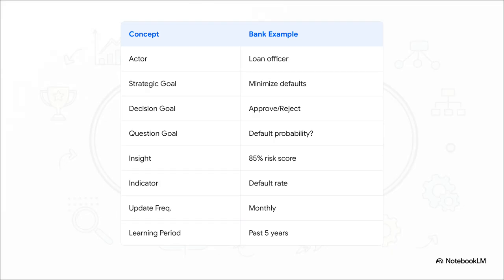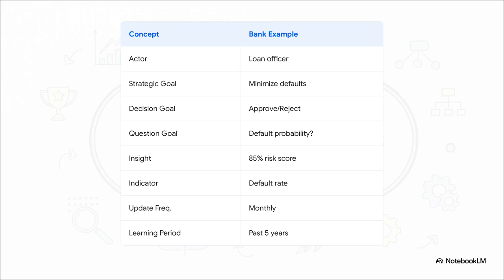Now, to make those abstract business terms stick, let's anchor them to a real-world scenario. Imagine a bank loan officer. Our actor is the loan officer. Their strategic goal? Minimize defaults. To do that, their decision goal is figuring out whether to approve or reject the loan. So the question they need your model to answer is simply what is the probability of default? The insight is the actual output, like say an 85% risk score.